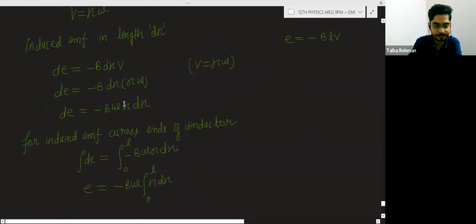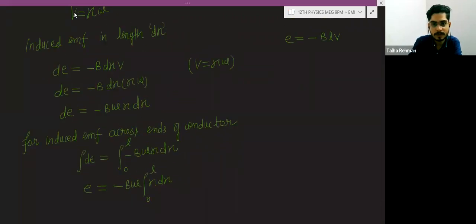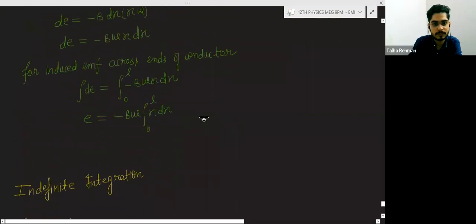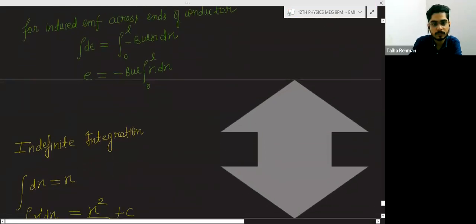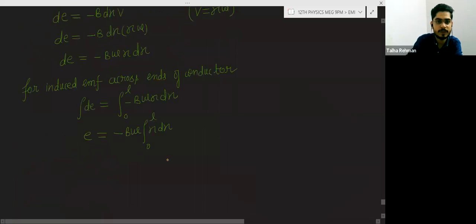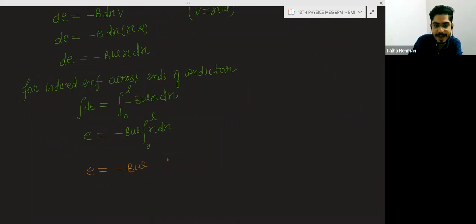Here, come here. Okay, now we will solve this. So this is EMF E. So this is minus B into omega, and here is x dx. The integration of x dx from 0 to L you will do.